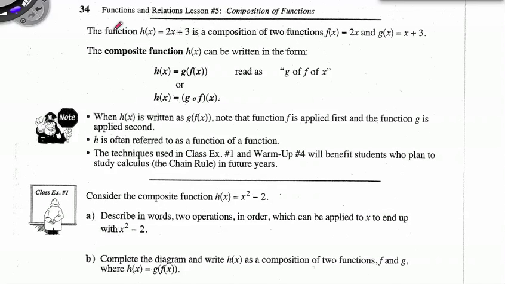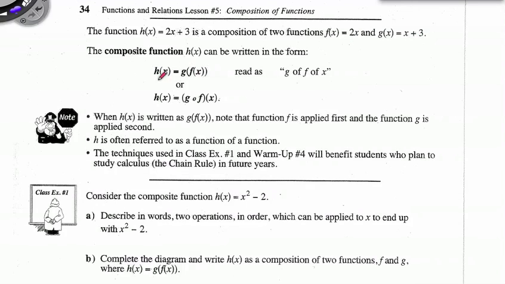Alright, so scrolled over to the next page. Here they're mentioning a little bit more about what they were talking about in the previous page. This composite function h of x is equal to 2x plus 3 is a composition of two functions, f of x equals 2x and g of x equals x plus 3.